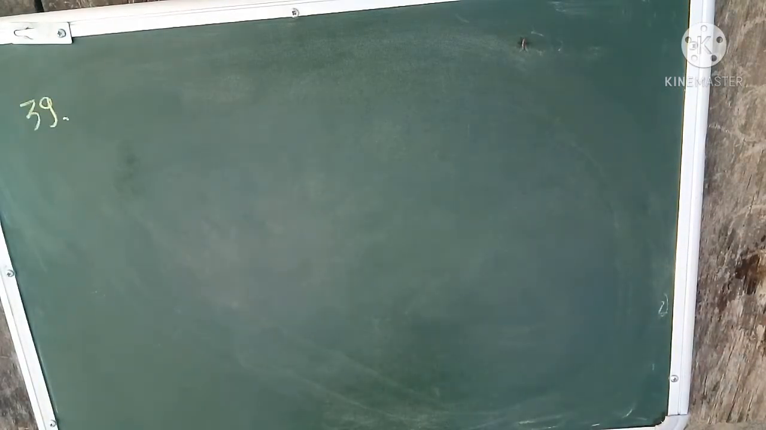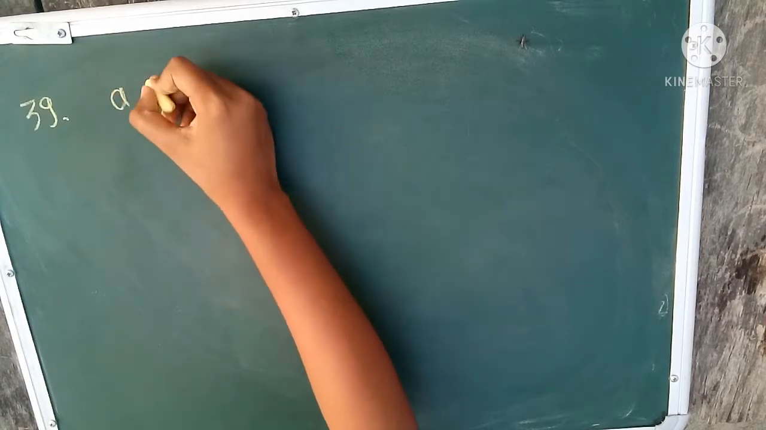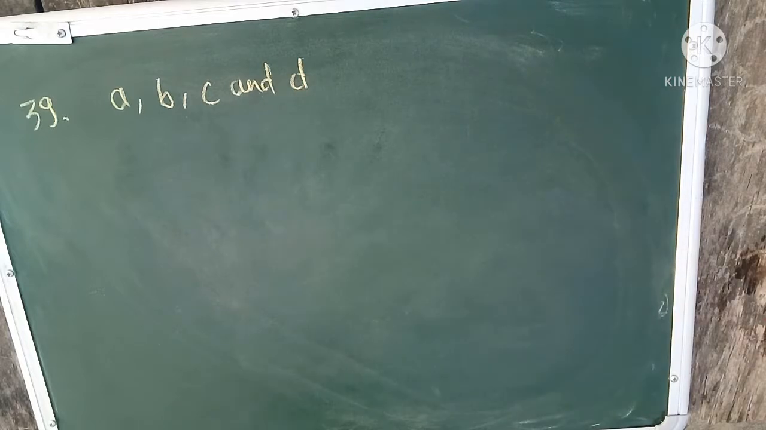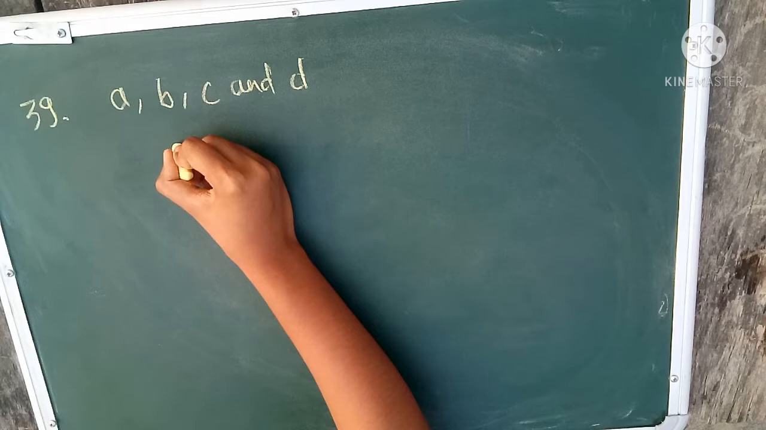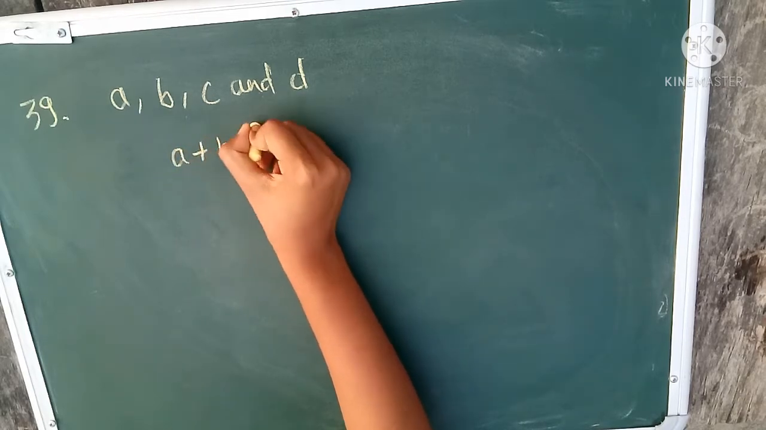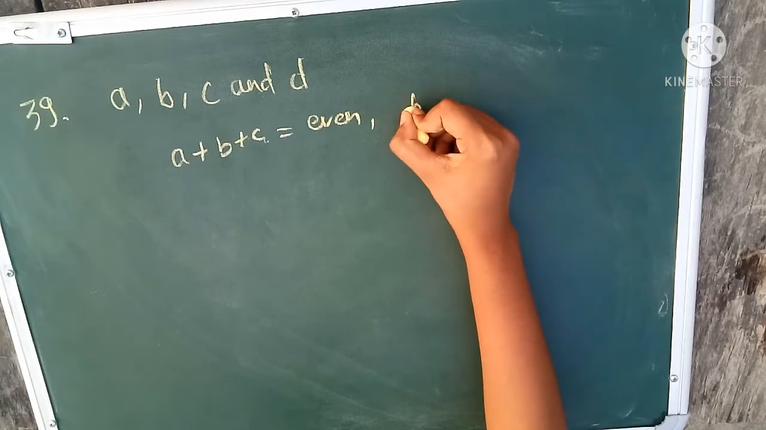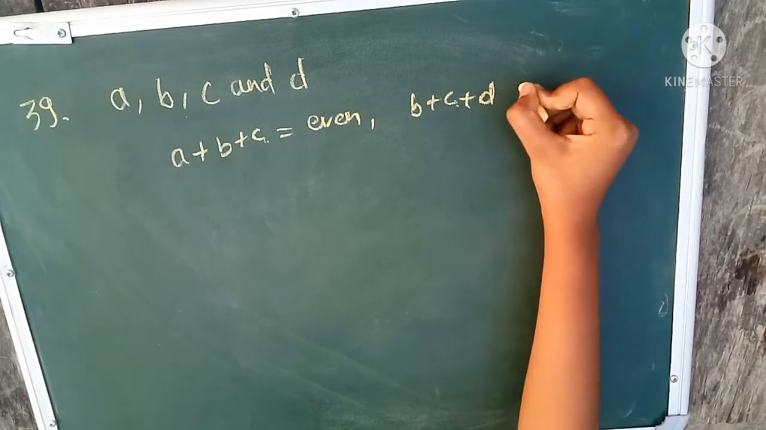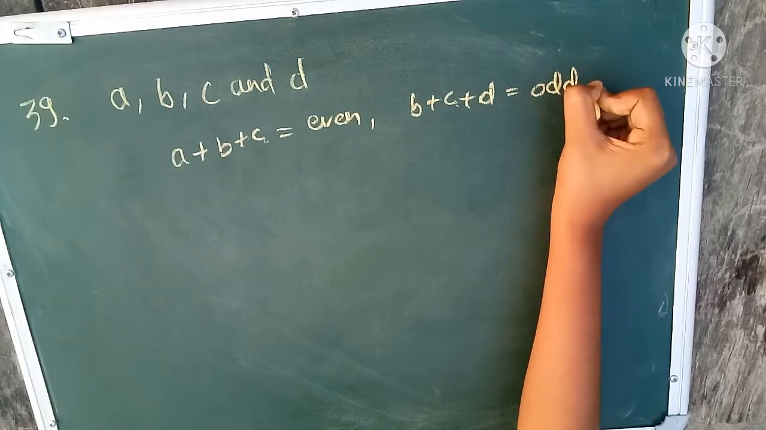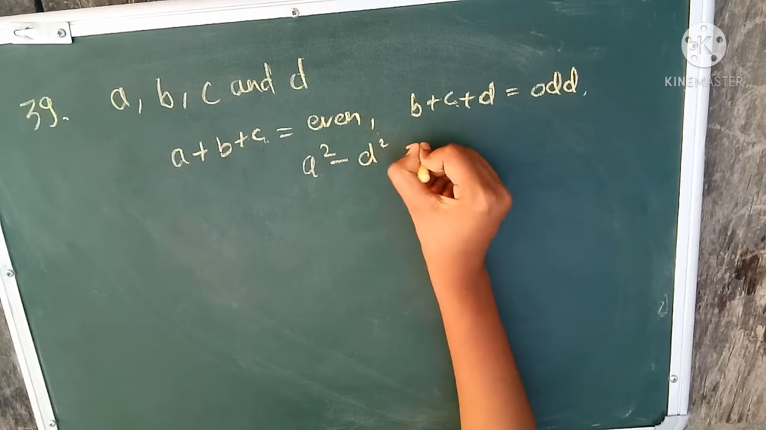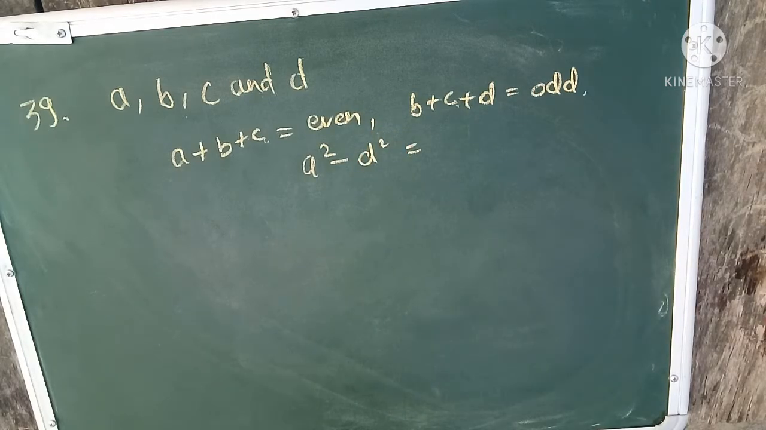It says that we have here 4 variables a, b, c, and d. All are positive real numbers such that the sum of a plus b plus c is an even number, and the sum of b plus c plus d is an odd number. Then we need to find out what a square minus d square will be: either odd, even, prime, or both odd and even.